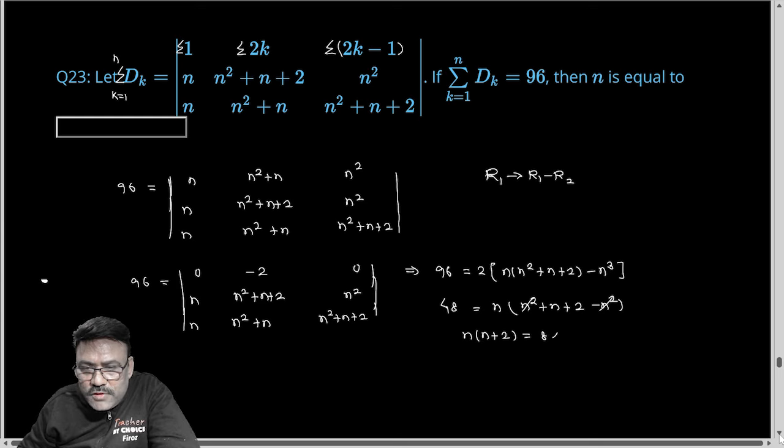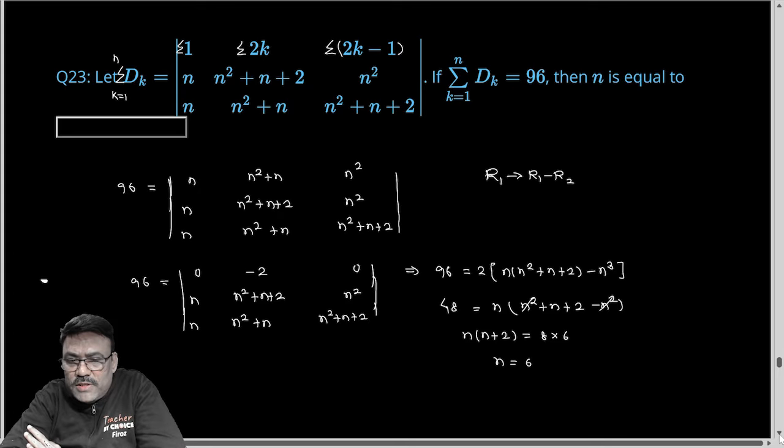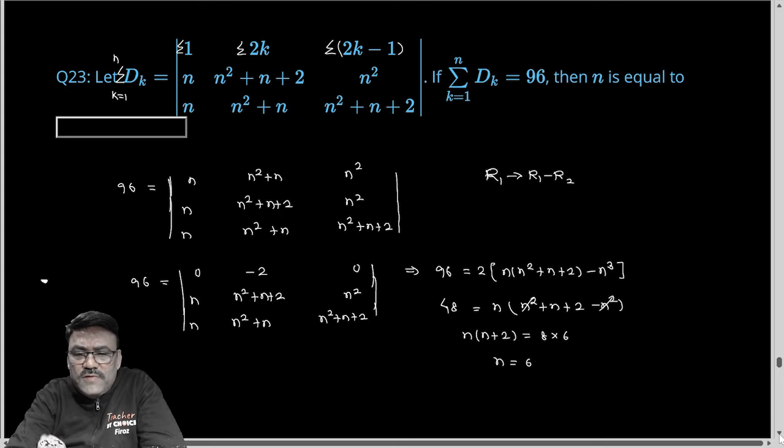48 is 8 into 6. Obviously n is 6 here. Or just solve the quadratic. You will get two values of n, one positive and one negative. The negative value will be rejected. So take n is equal to 6. In fact, if you solve by the quadratic formula, you will get two values of n as 6 and minus 8. But minus 8 will be rejected. You will take the positive value, which is 6 here.